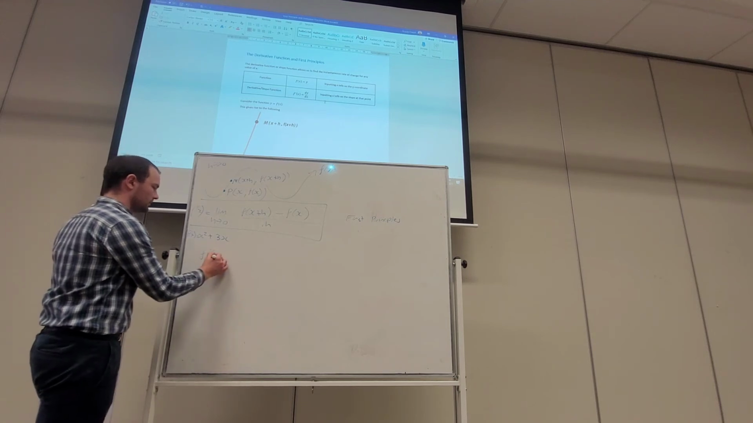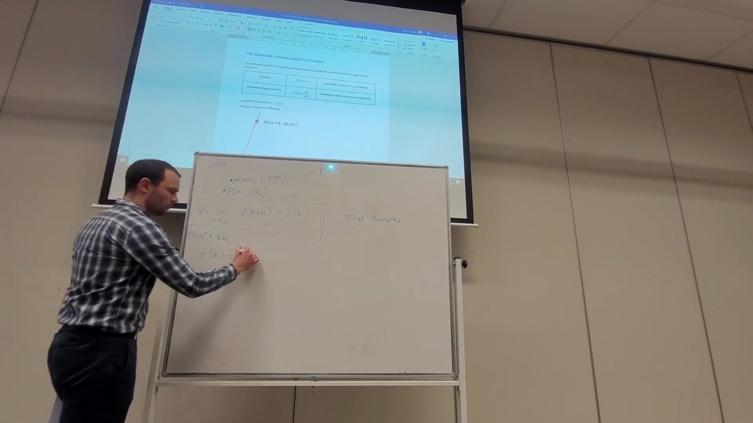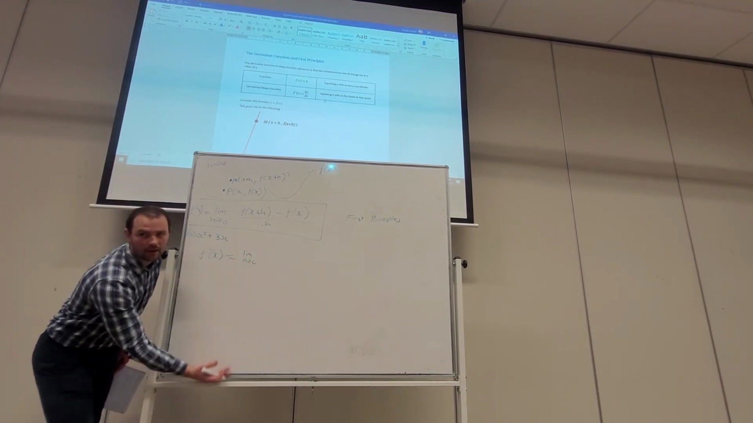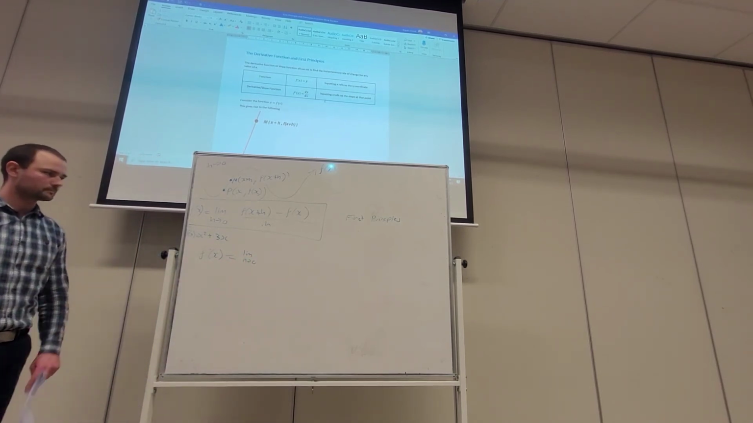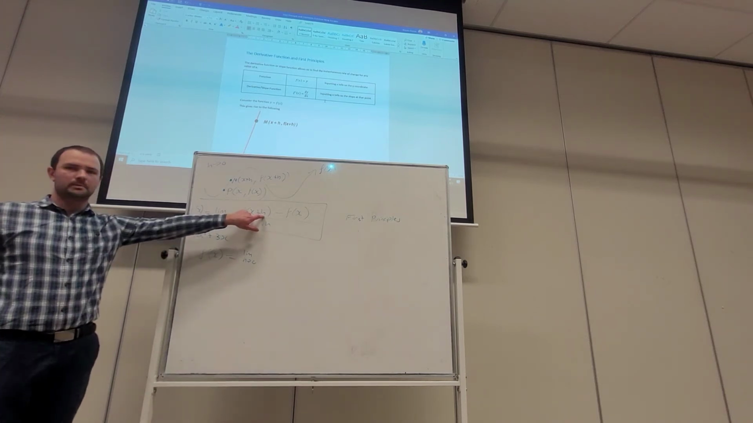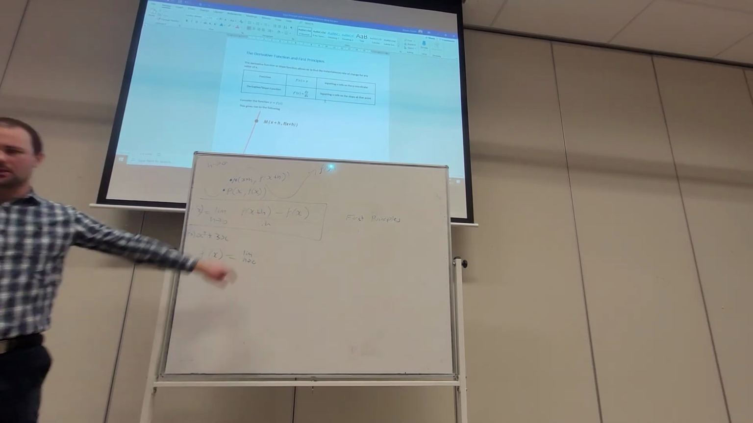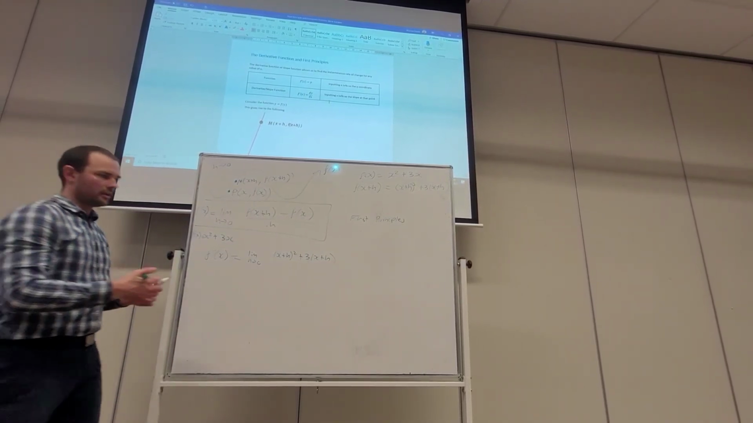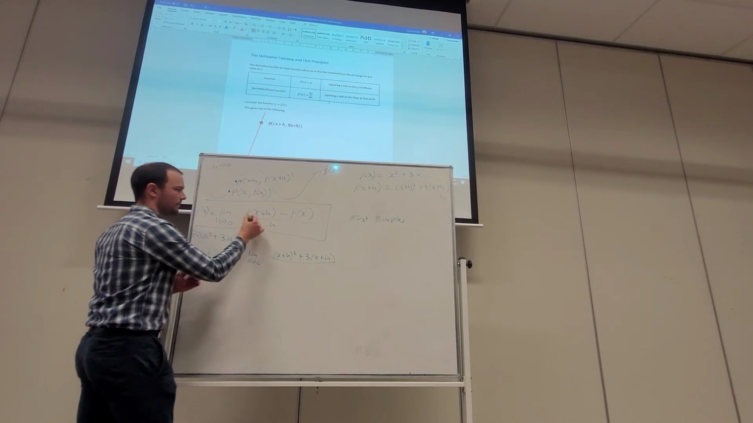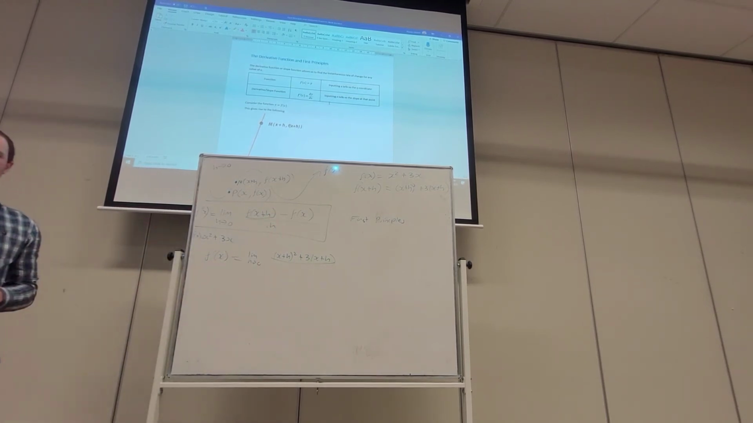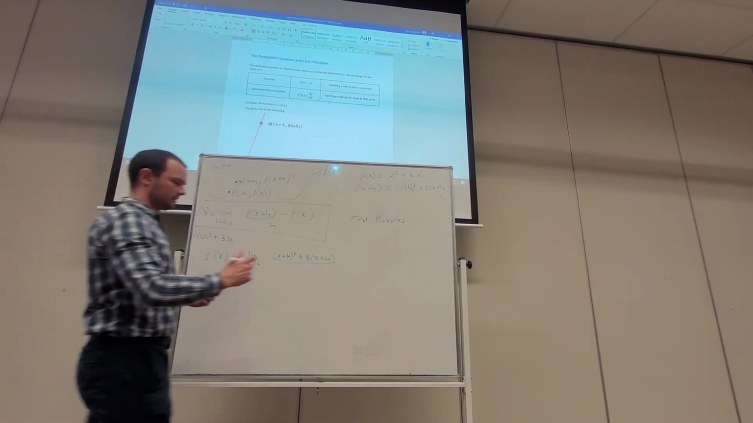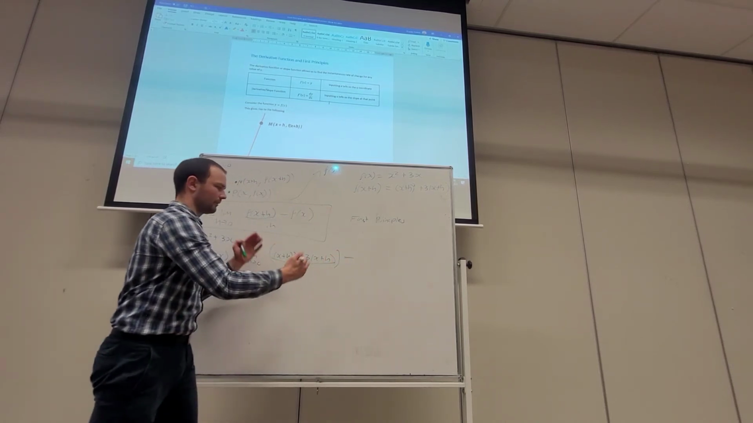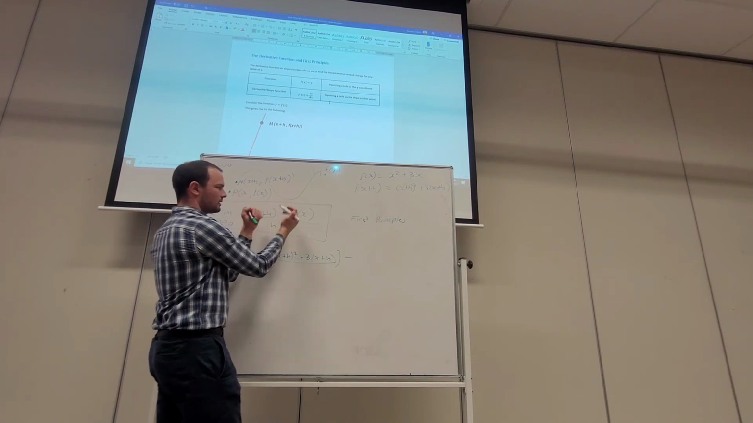So f dash of x equals the limit as h approaches 0. This is notation that we need to use throughout the whole process that we're going to perform. f of x plus h, that's that part there. Take away f of x. I'm going to put this in brackets, by the way. So we've got f of x plus h, that's that part, take away f of x.